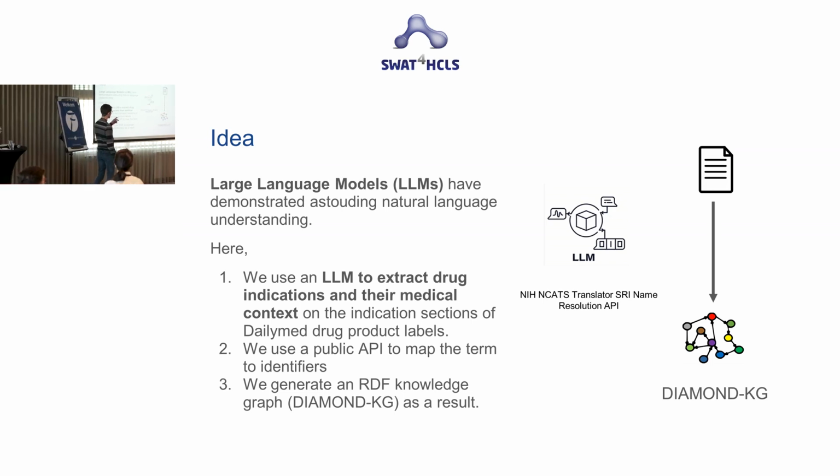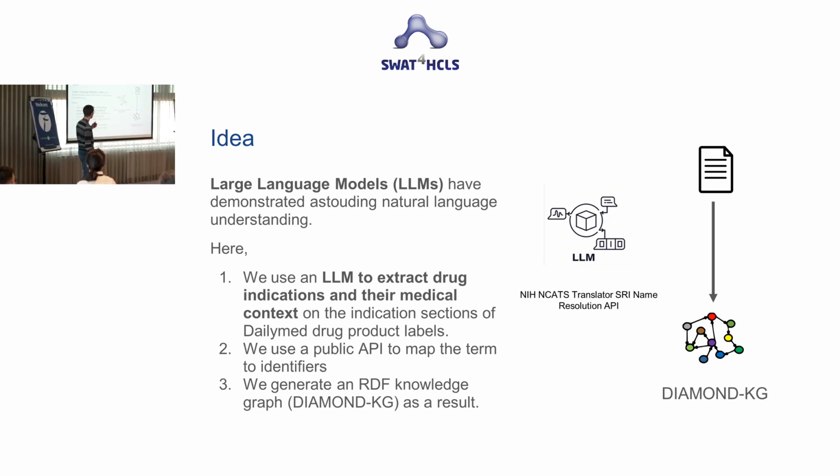So we take text, which comes from the drug product labels. We use a language model here, namely GPT-4. We used an entity recognizer, which is the NCATS translator SRI name resolution API. And then we write a script to convert the extracted JSON into an RDF graph. Okay, and we call that DiamondKG.